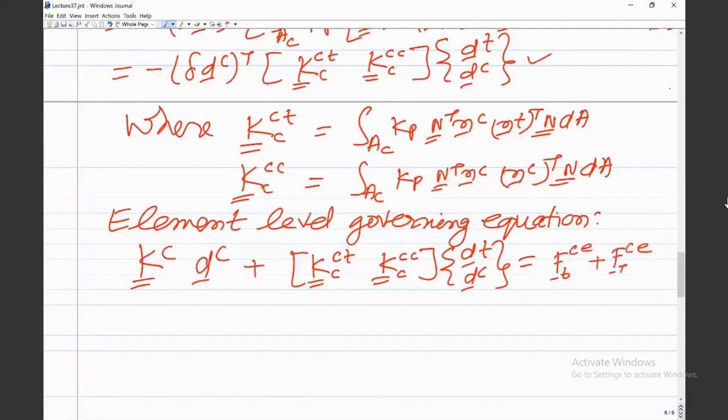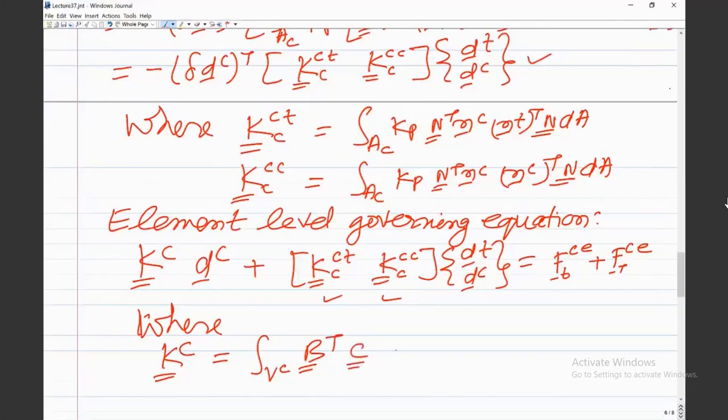So yeah, this is what you have. We have already defined these matrices. What is not defined: Kc is equal to the integration over volume of the contactor body of B transpose, where B is the strain displacement matrix, into C, the constitutive matrix for the contactor.